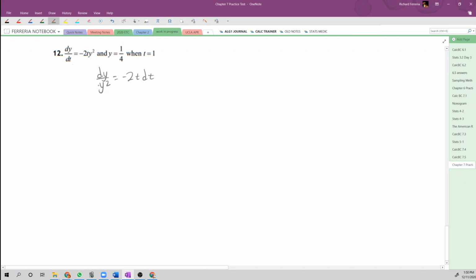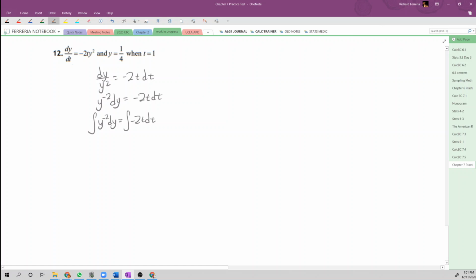Okay. The left side, we're going to go ahead and get that ready for an antiderivative by putting it to the negative 2 power rather than putting it in the denominator. Then finally, we're going to apply our antiderivatives. Neither of these are particularly difficult.